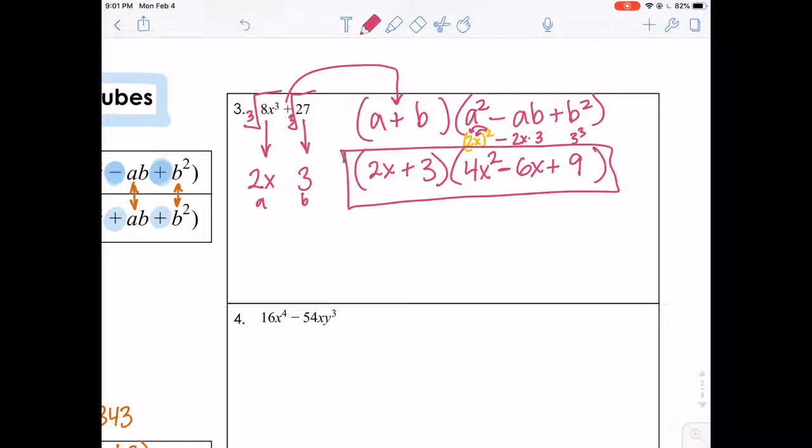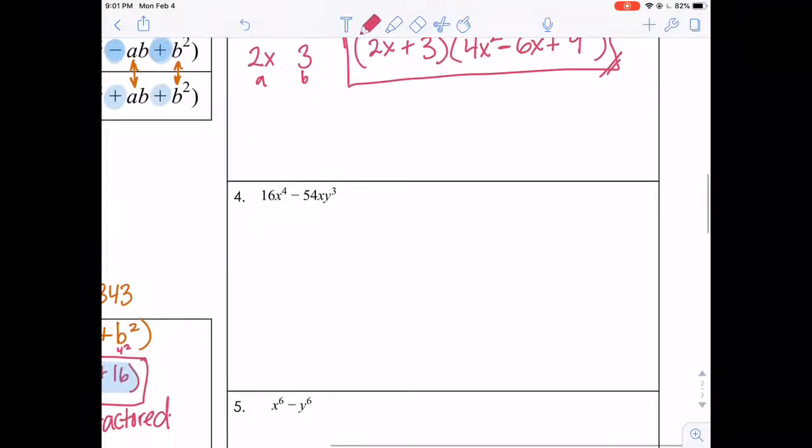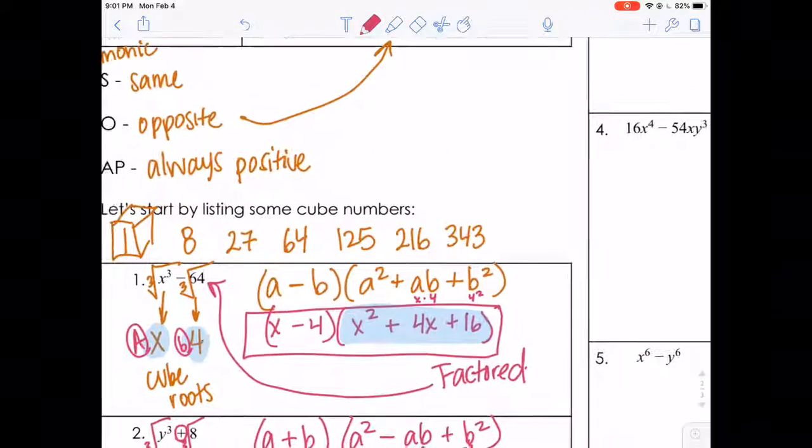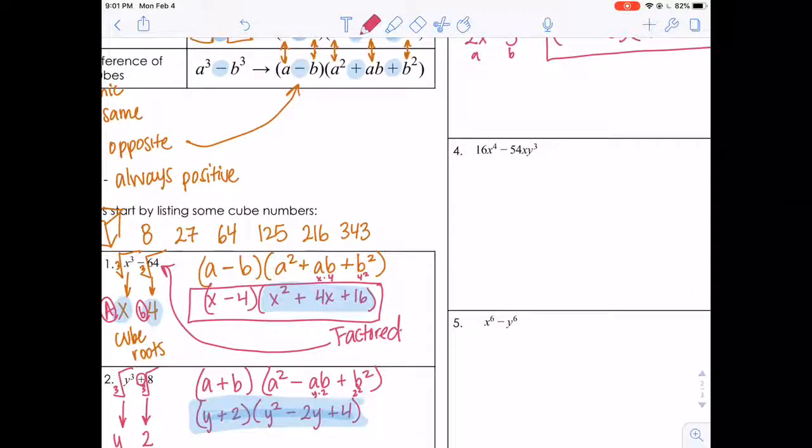So that one looks a little funky because of the square. You just want to make sure that you're squaring the whole thing. But that's going to be my answer. For number 3, 16 is not one of the cube numbers that I listed. Neither is 54. So I'm going to look for a GCF.